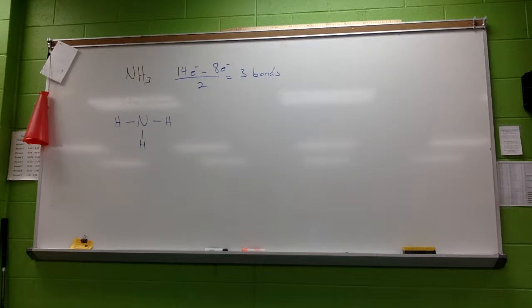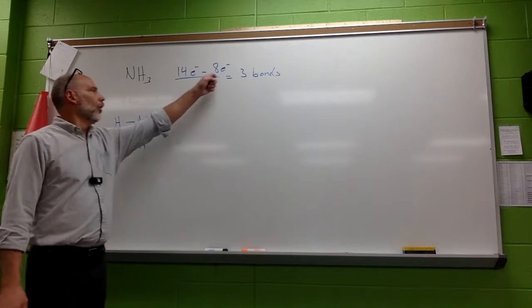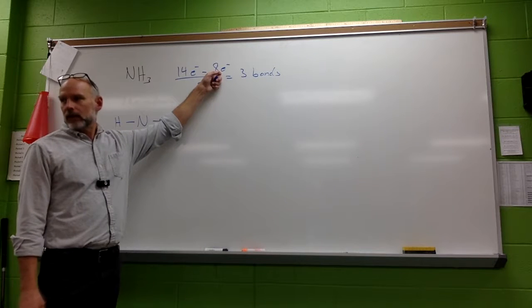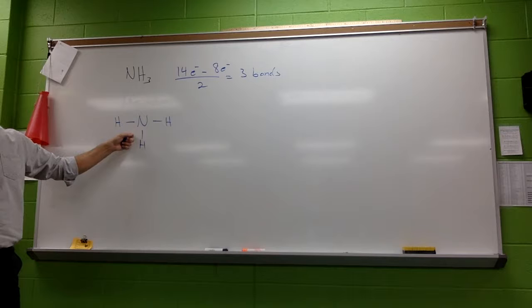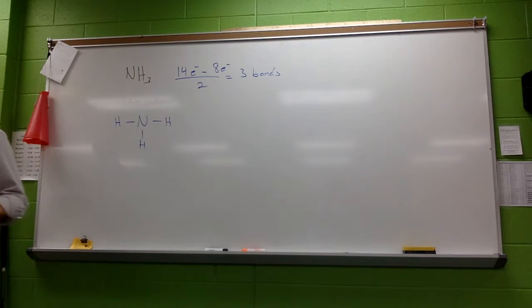Remember, each line represents what? A pair of electrons, a pair of shared electrons. Now, we have 8 valence electrons available to us. We've used 6 for bonding purposes. We have 2 left over. We have to use them. They're in the system. Where are we going to put them?